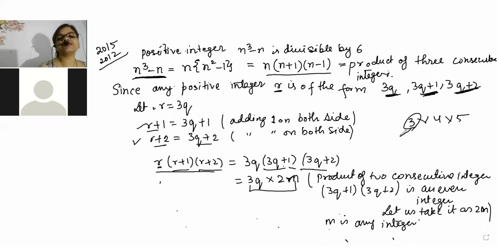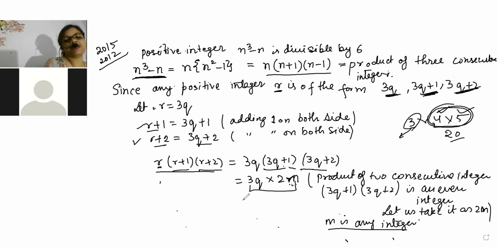Now 3 will be as it is, but for 4 and 5, when two consecutive numbers are multiplied, the product will always be an even number. So 4 fives are 20, and 20 is an even number. That's why, if these two are multiplied, it will give us an even number, and from that even number we can take out 2. So when you multiply 3q plus 1 and 3q plus 2, it will give an even number, and from that even number we have taken out 2 and the remaining number is m, where m is any integer and 2m is there.